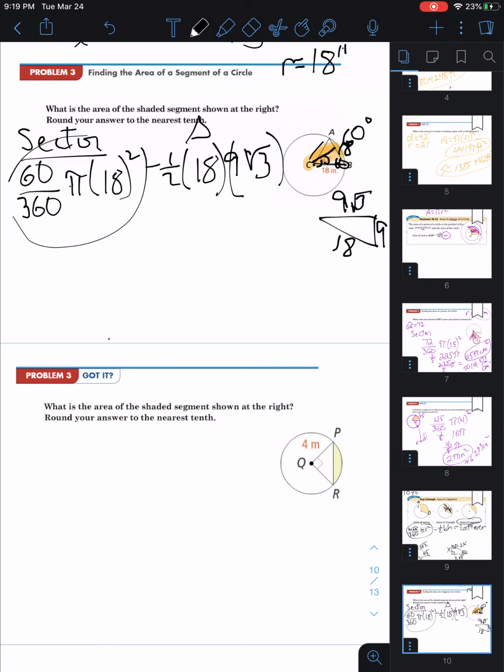Okay, and that's going to give me half of 18 is 9, times 9 times rad 3 would be 81 rad 3. Half of 18 is 9. 9 times 9 is 81. 81 rad 3. That's going to be the area of my triangle. Well, here we're going to have 18 squared. I believe 18 squared is 324.